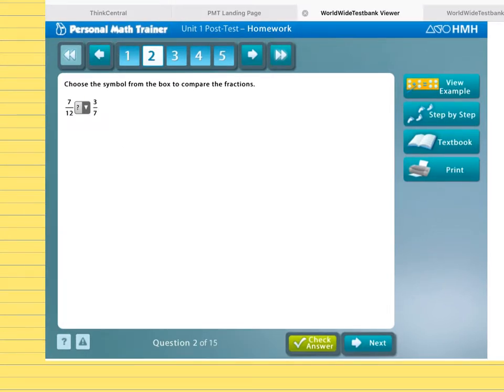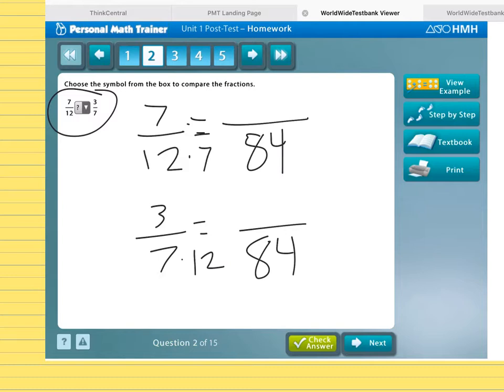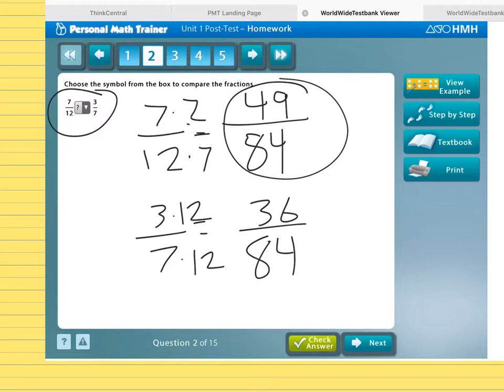Looking at the next problem, they are too close to really see that, so I wouldn't use a model. I would definitely just go ahead and do equivalent fractions. And again, the easiest way to do this is to just do a multiple of 12 and 7. So 12 times 7 is 84. So let's use 84 for our common denominator. Multiply this by 12 and this by 7. So what you do to the bottom, you do to the top. You end up with 36/84, and this one you end up with 49/84. So obviously 49/84 is greater than 36/84.